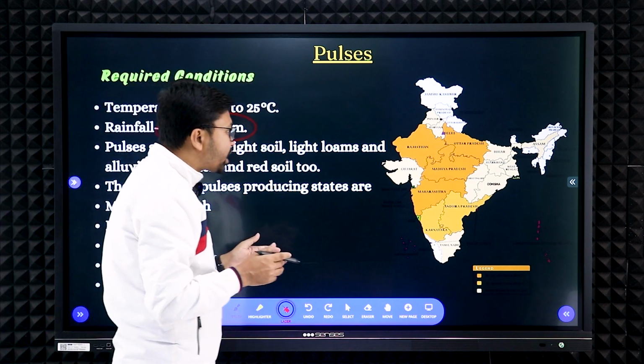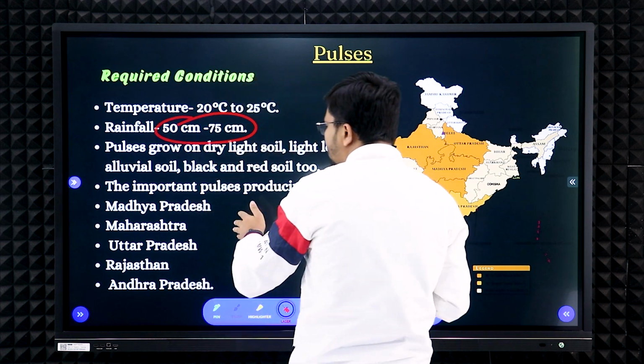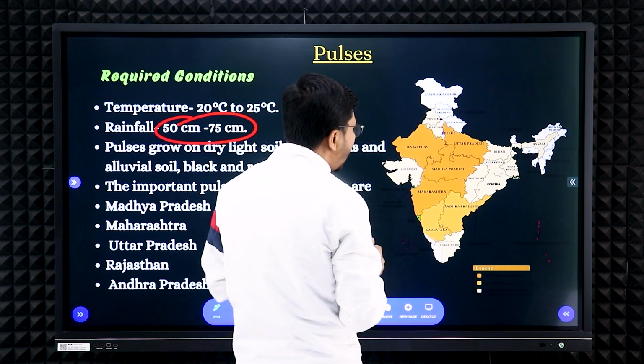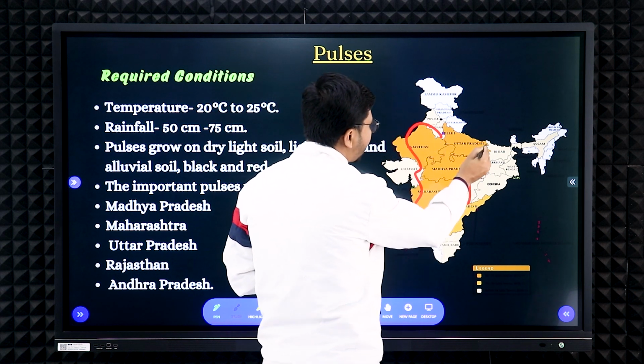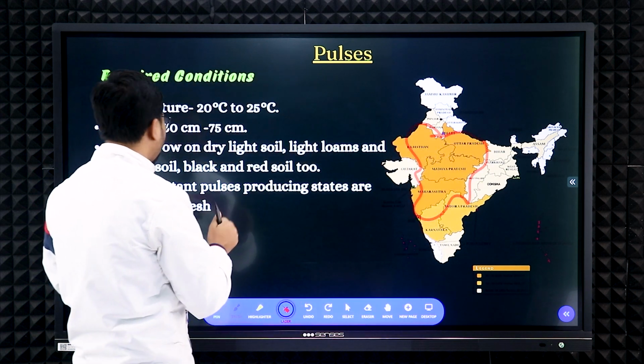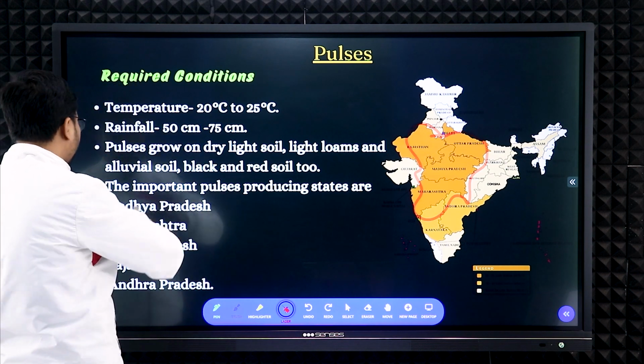Along with that, which states are famous? Madhya Pradesh, Maharashtra, Uttar Pradesh, Rajasthan and Andhra Pradesh. Those are the areas, here you can see, where we can get pulses very nicely, and the production is more.